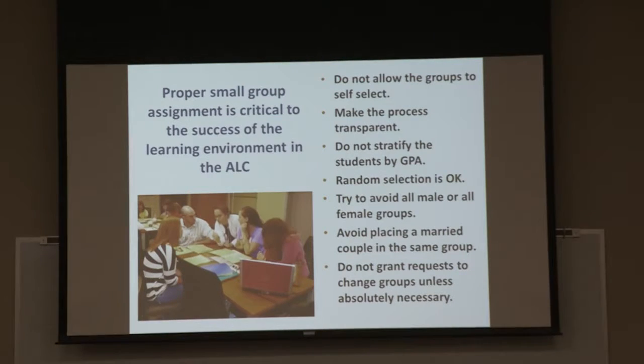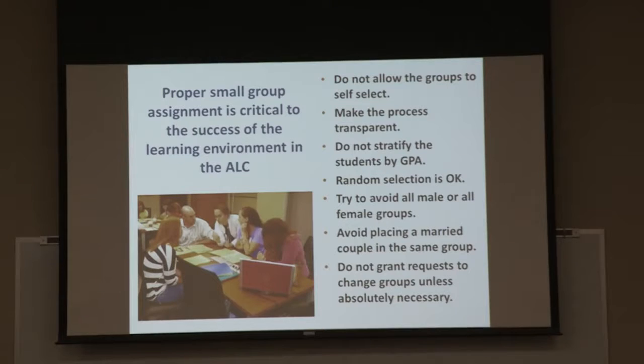Okay, make the process transparent. Tell the students how you are selecting those small groups. Okay, do not stratify the students by GPA. That is our first knee-jerk reaction. We want to put the well performers with the poor performers to help each other. Bad idea. Why? You've told them how you're doing it because the process is transparent. They're all going to sit around the table thinking, am I the dumb one? And that's going to impede the learning process. Trust me, it is true.